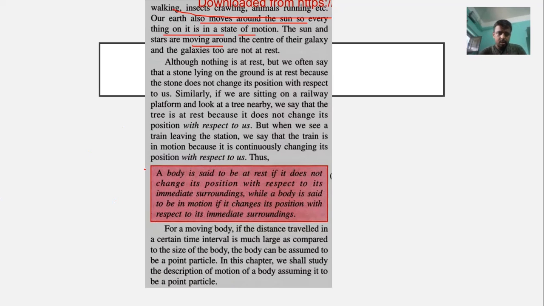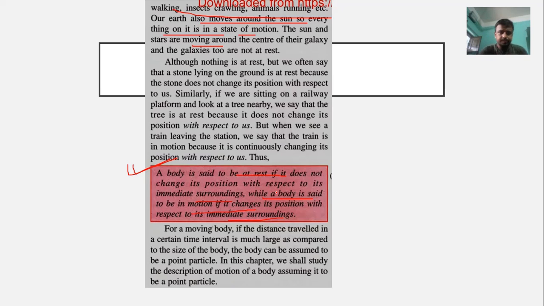A body, memorize it. Okay, this will be important. A body is said to be at rest if it does not change its position with respect to its immediate surroundings, while a body is said to be in motion if it changes its position with respect to its immediate surroundings. Okay, when the body does not change its position with the immediate surrounding, then we can consider it as rest. Similarly, when a body changes its position with respect to immediate surrounding, we'll consider it as state of motion.